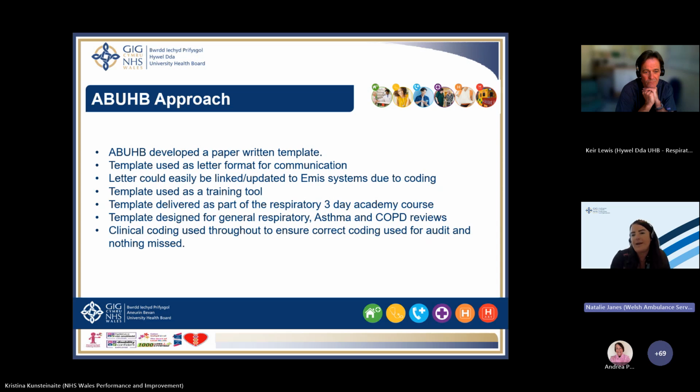This is something we embedded into our 3-day academy course training to try and improve the uptake and the completion of a full basic respiratory review. Not only did we design templates for asthma and COPD, but we also developed templates for bronchiectasis. One of the reasons for this, as I've said, is to ensure that we've got accurate clinical coding so that we use the most appropriate codings when needed. Next slide, please.